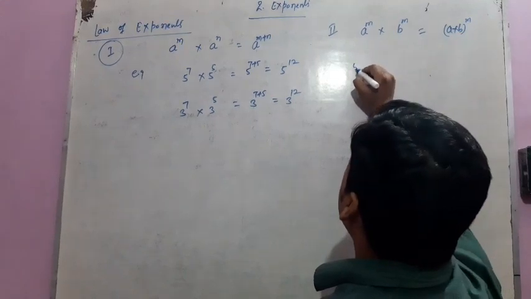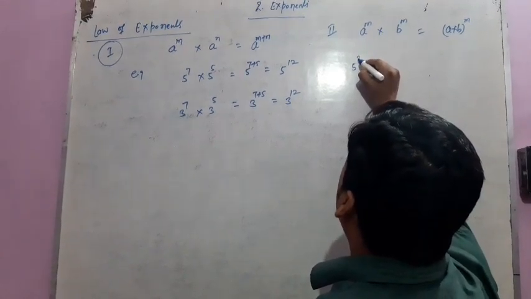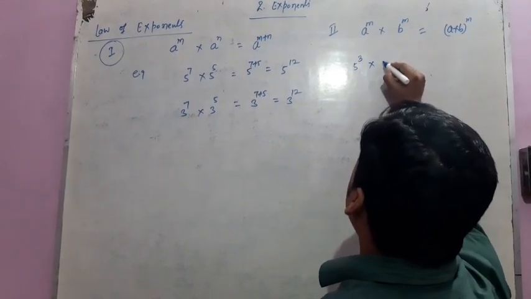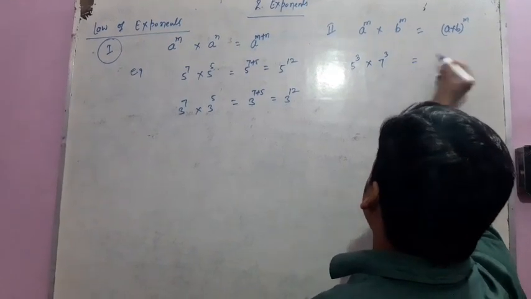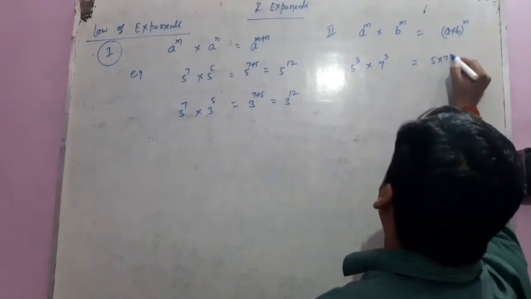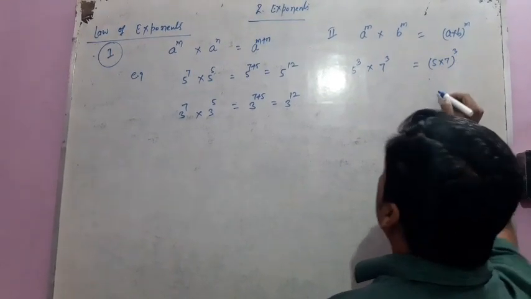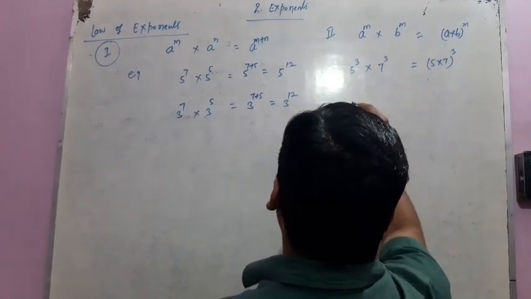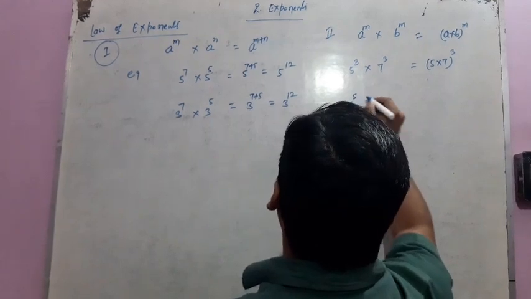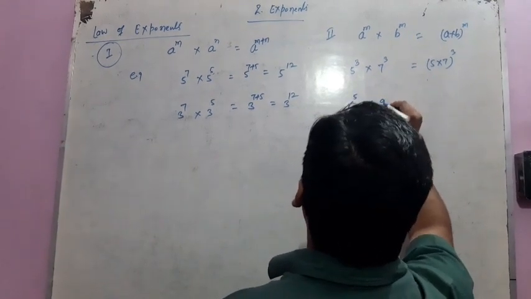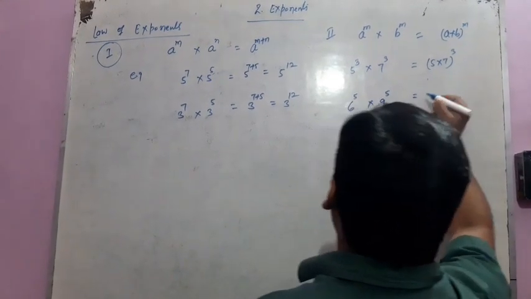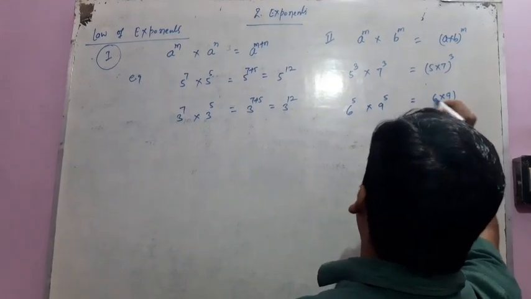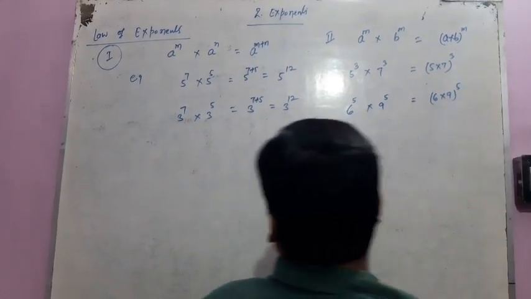For example, suppose 5 cube multiplied with 7 cube. Then the result will be 5 into 7 whole cube. One more example here. 6 to the power 5 and 9 to the power also 5. Then we can write it as 6 into 9 whole to the power 5.